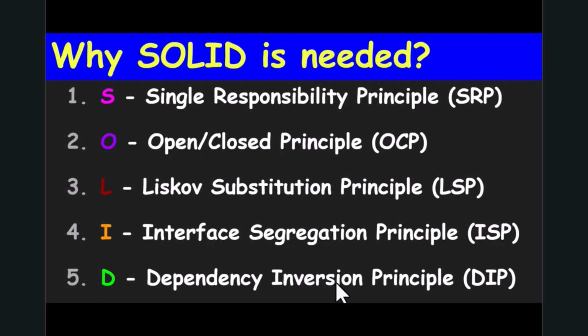L is for the Liskov substitution principle: a child should behave like its parent. I stands for the interface segregation principle: use small, specific interfaces. Finally, D stands for the dependency inversion principle, which means depend on abstraction, not concrete classes.